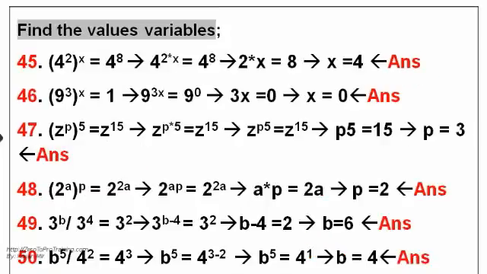Next slide. Exercises. Find values of variables. 45. X is 4. 46. X is 0. 47. P is 3. 48. P is 2. 49. B is 6. 50. B is 4. Next slide.